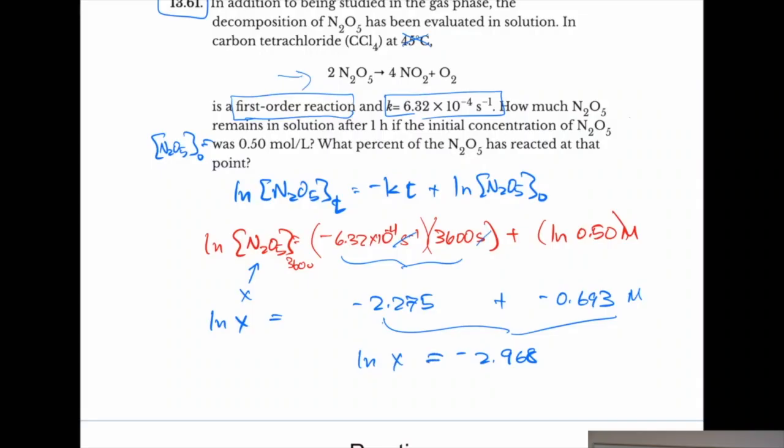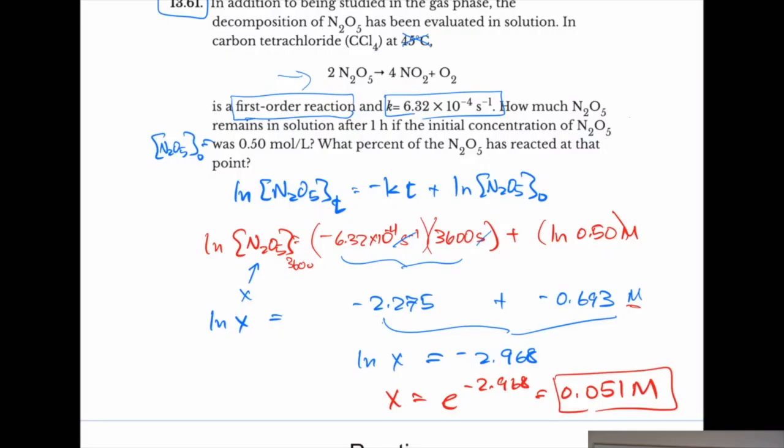We don't want the natural log of x. So that's where we need to take the anti-log. x is going to be equal to e raised to the power of negative 2.968, which I have in my notes as 0.051, and we have our units of molar. That should be the answer.